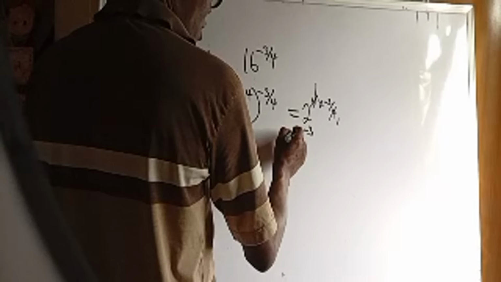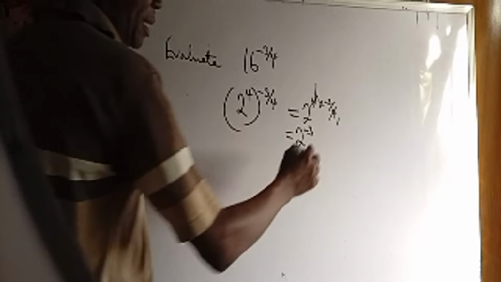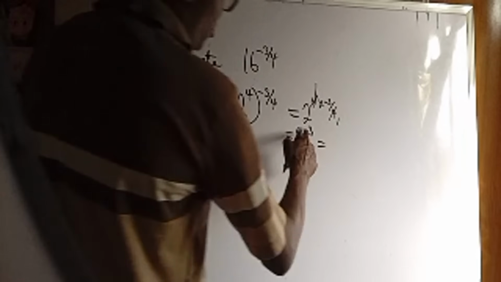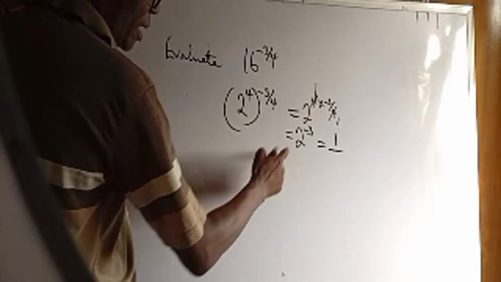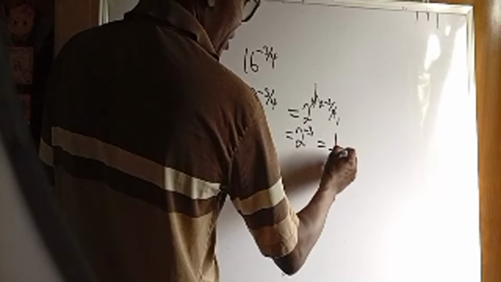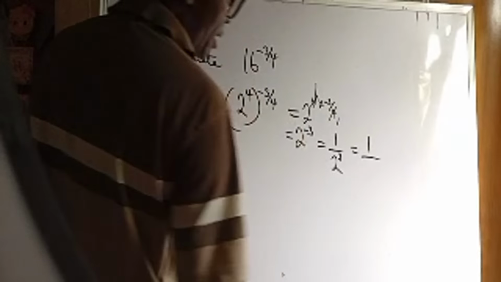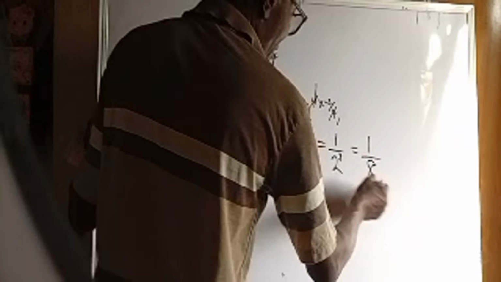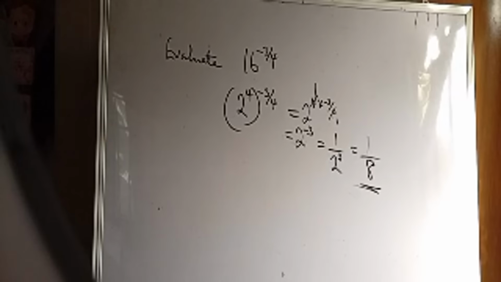This is correct, but in most cases the answer might be expanded more than this. So this minus means 1 all over 2 to the power of 3. 2 raised to power 3 means 2 times 2 times 2, that is 8. So the answer to this is 1 over 8.